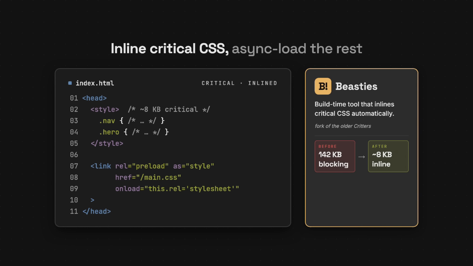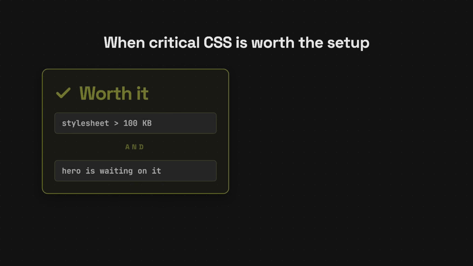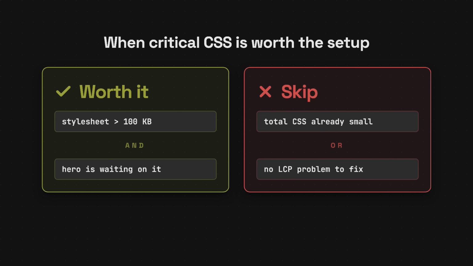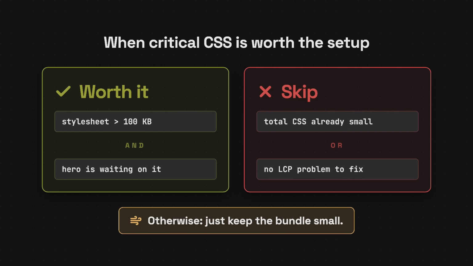Beasties, the maintained fork of the older critters, does this well for static and pre-rendered pages, and some frameworks have ready-made integrations. But there are times when you should skip this. Critical CSS pays off when your style sheet is over 100 kilobytes and your hero is still waiting on it to load. Below that, setting it up isn't worth the pain. Instead, just keep the bundle small.